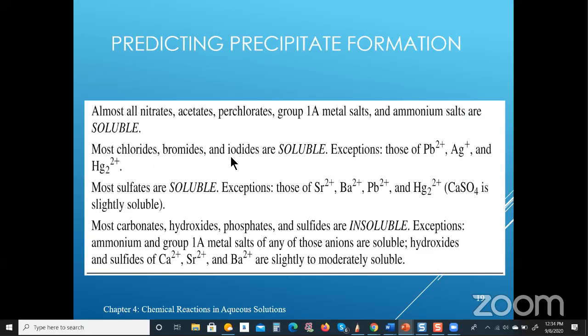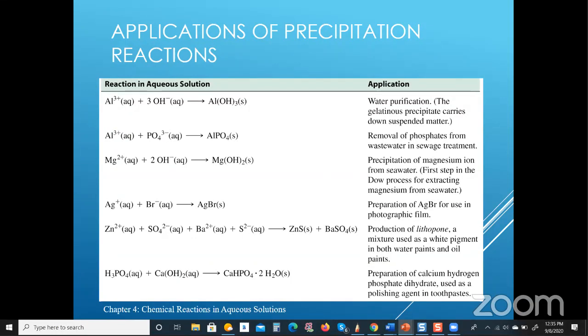Most chlorides, bromides, and iodides are soluble, but there are certain exceptions. Those of lead 2+, silver+, and mercury 1, all right? So, these are just basically rules that you can use to make predictions as to whether or not a precipitate will form when these ions are present in an aqueous solution. And this will become important for what we're going to learn about next, because what we're going to learn about next is how do we determine the net ionic equation for such reactions.